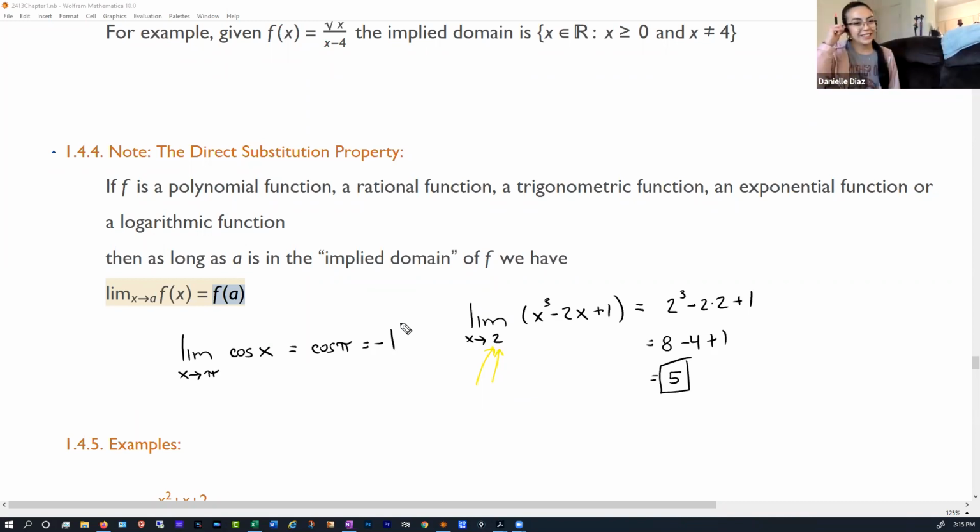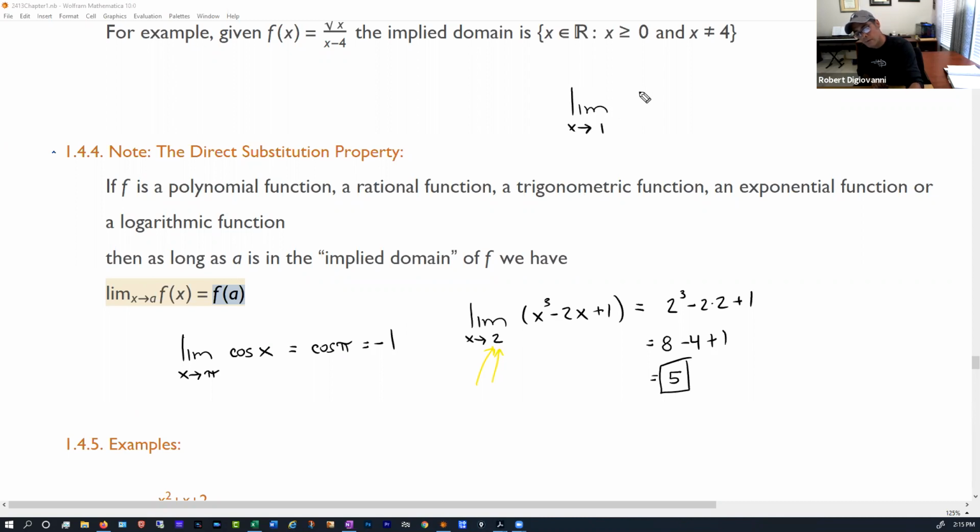Direct substitution. Let me give you an example where you could not do it. The limit as x approaches 1 of x squared minus 1 over x minus 1. This is the problem we did at the very end of the last section where we made a table. This is a rational function, so we should try direct substitution, but we have a problem. The problem is that 1 is not in the domain of that function. You're not allowed to plug 1 into this function, so you can't do direct substitution. If you try it, you're going to get 0 over 0.